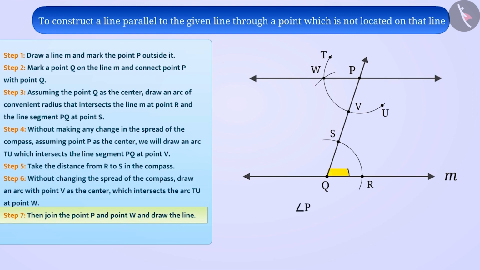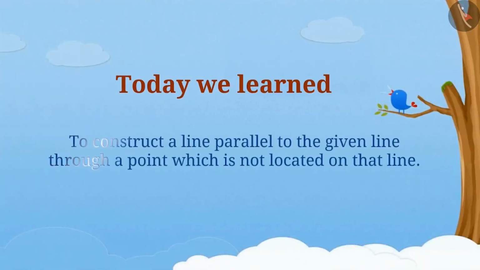Here we observe that angle PQR and angle QPW are alternate interior angles and they are equal. As you know, if two parallel lines are cut by a transversal, each pair of alternate interior angles are equal. Therefore, we can say that line L is parallel to line M, that is, L is parallel to M. So today we learned how to construct a line parallel to a given line through a point not on the line. In the next video, we will see some examples related to it.